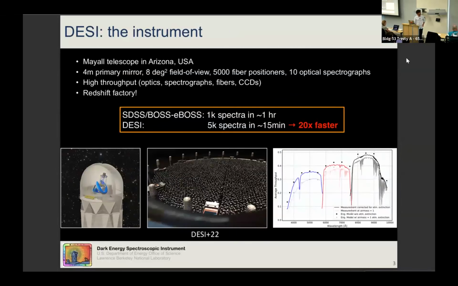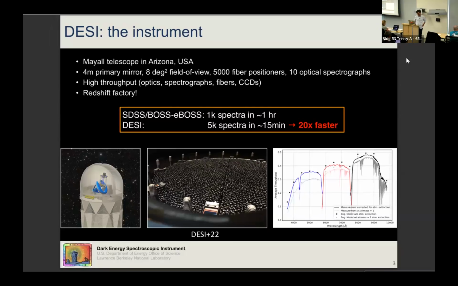It has a large field of view, and the key part of DAISY is the 5,000 fiber positioners, which allow you to have 5,000 spectra in one shot. So the throughput is very high, thanks to the thorough dedicated work of all the engineers on each part of the instrument. In the end, you end up with a redshift rate about 20 times faster than SDSS, or even more. So I won't describe the DAISY experiment.